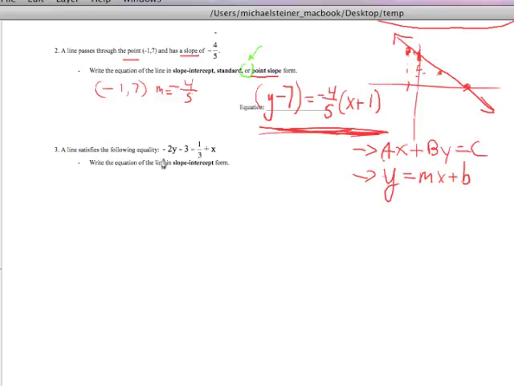Okay, a line satisfies the following equality: -2y minus 3 is equal to 1/3 plus x. This was an absolute mess for a lot of you. So I am going to give you my method. I am not saying that your method is invalid, but I am saying that my method is absolutely better. And you'll see why right away.